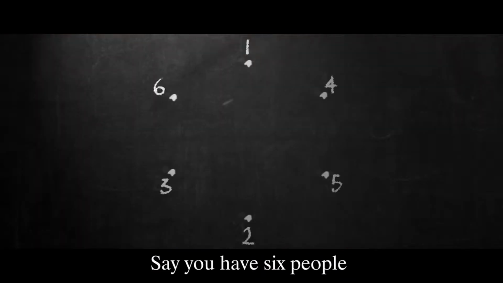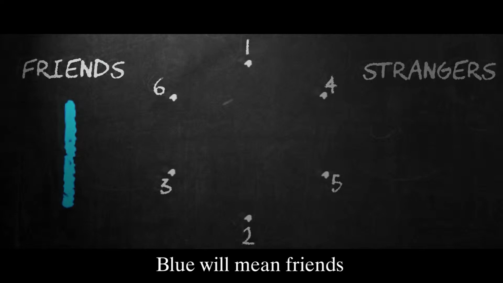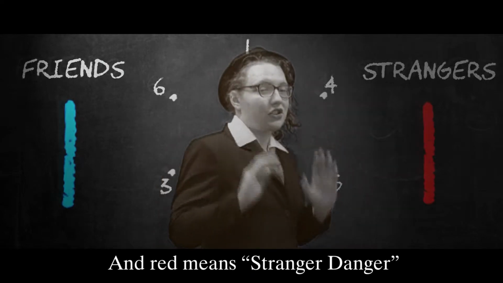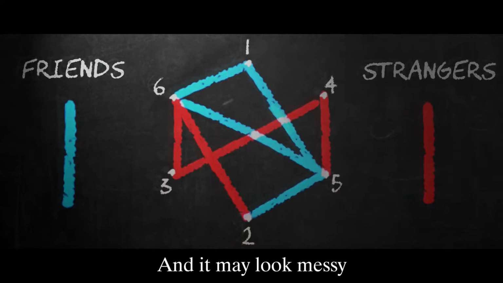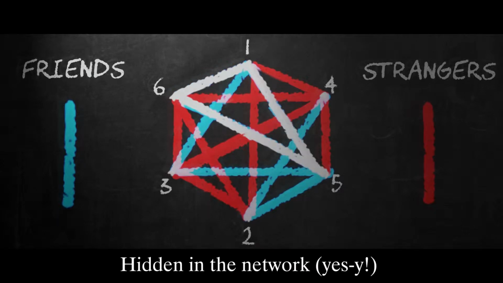Say you have 6 people, either friends or strangers. Blue will mean friends and red means stranger danger. Connect them how you will and it may look messy, but look, a triangle hidden in the network.